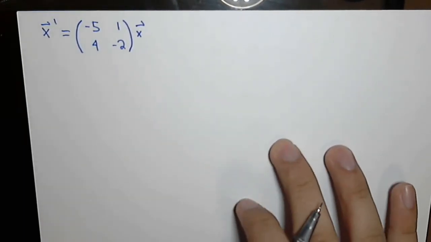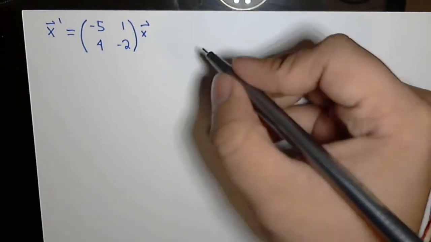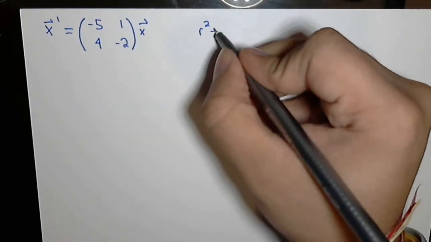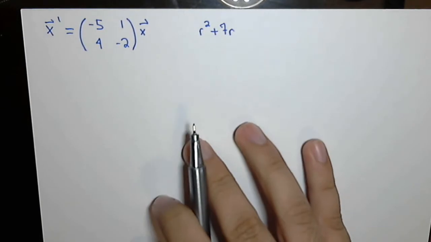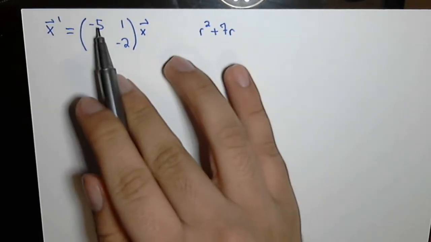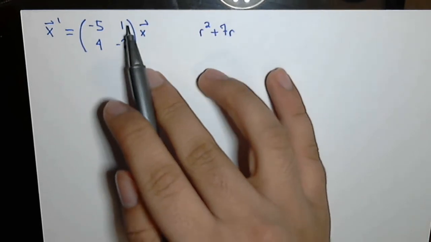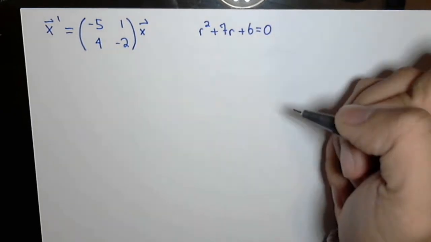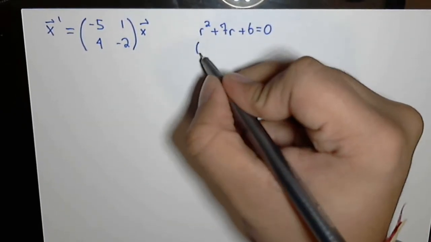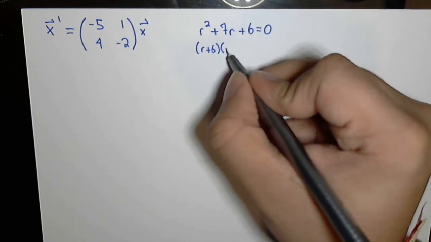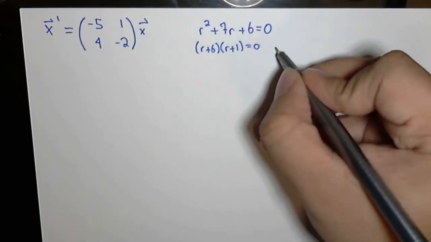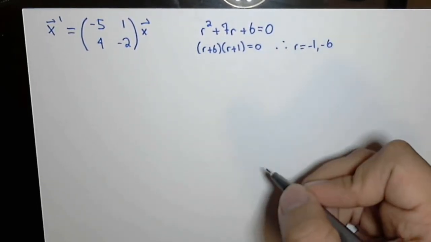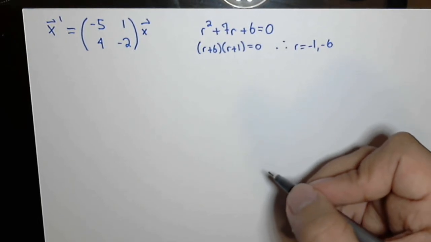Pretty standard question. So from this, remember the characteristic equation is r squared minus the trace, so minus -7, plus the determinant, which is minus 5 times minus 2, 10 minus 4, so it's 6. Factoring this is pretty easy. Therefore, pretty straightforward, finding the eigenvalues of this guy.